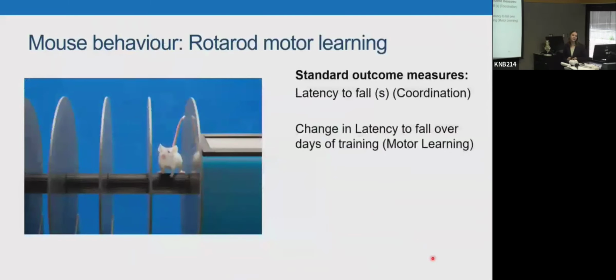And then I looked at 2 behavioral tasks. The first one is the accelerating rotarod. So for this task, mice are placed on a rotating rod that gradually increases in speed, and they learn to stay on the rod as long as they can. And the standard outcome measures that are used in the literature are latency to fall, which is a measure of motor coordination, as well as the change in latency to fall over training, which is a measure of motor learning. As they do the task multiple times, they get better at staying on the rotarod.